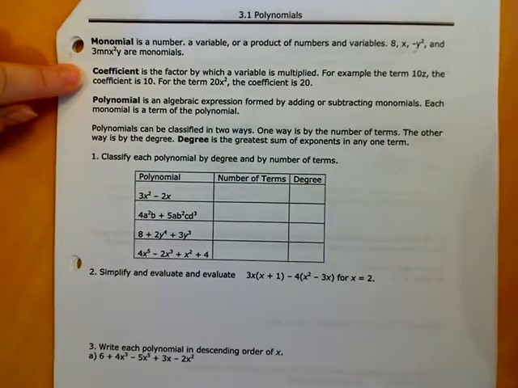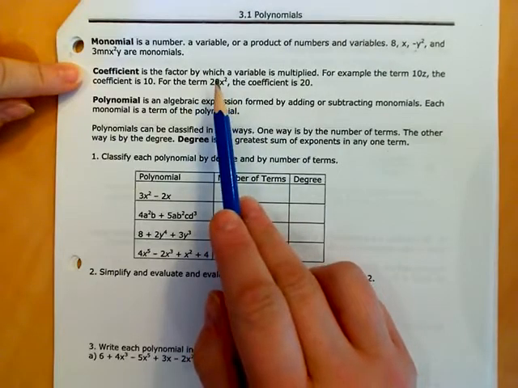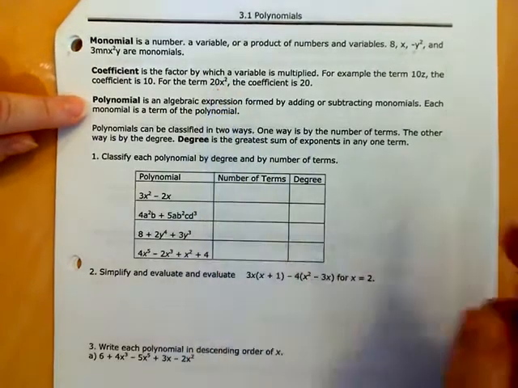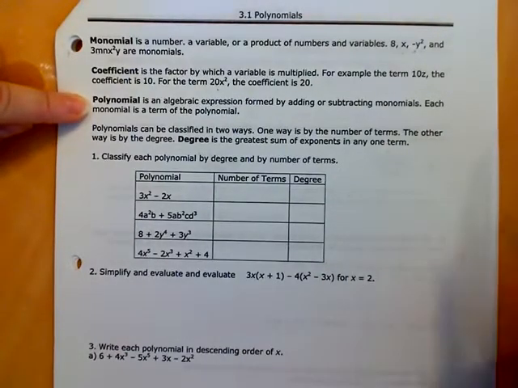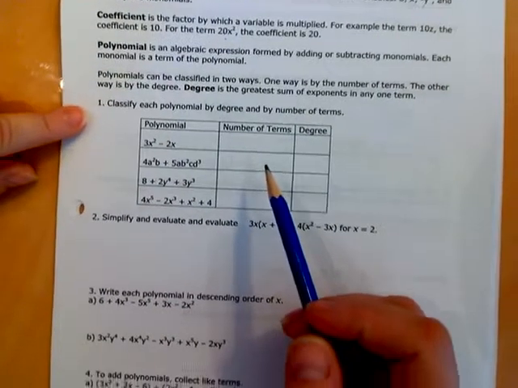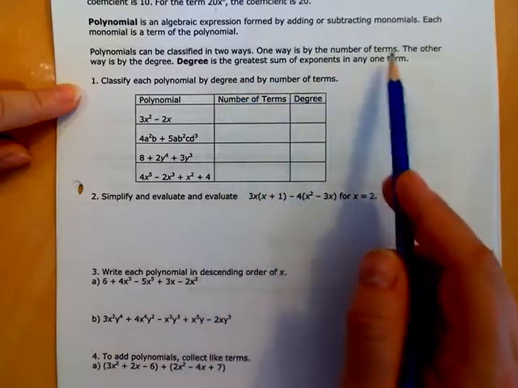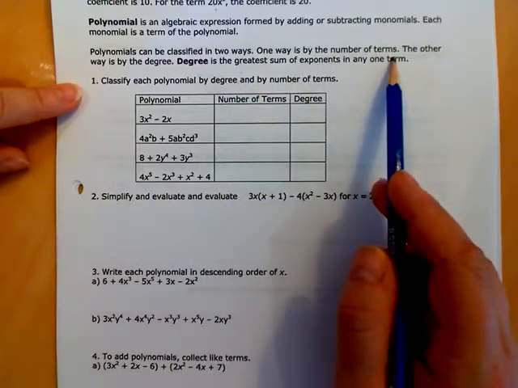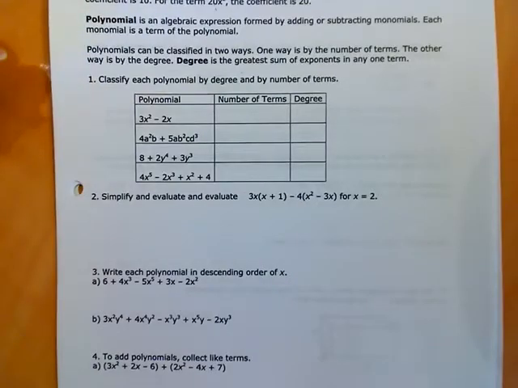The coefficient is the number in front. So if we have 20x squared, the coefficient is 20. And a polynomial is exactly what I just said a monomial isn't. It's one monomial plus or minus another monomial plus or minus another monomial. So here are polynomials, and they can be classified in two different ways. One is by the number of terms, and the other is by their degree. The degree is the greatest sum of exponents in any one term.